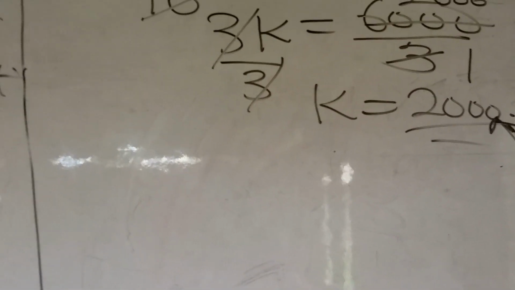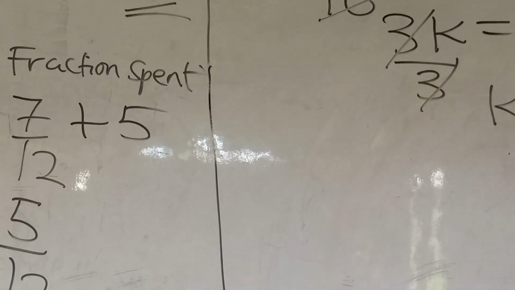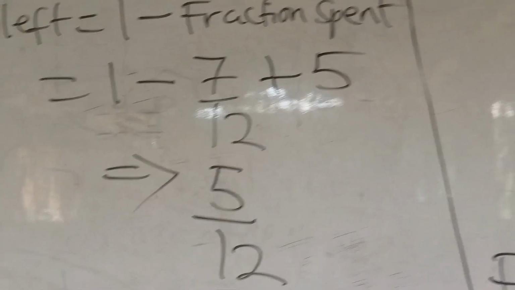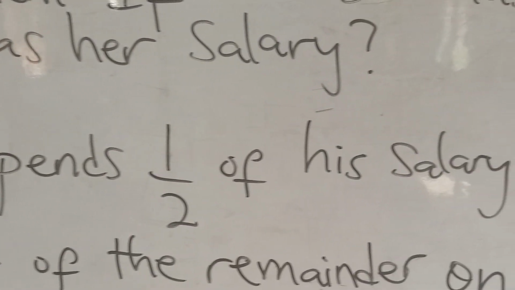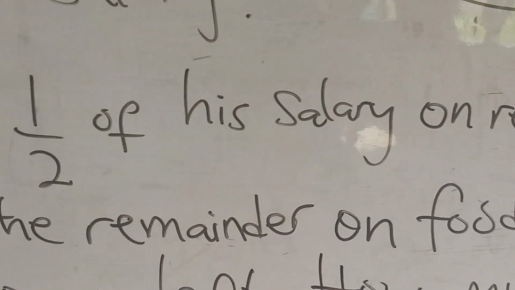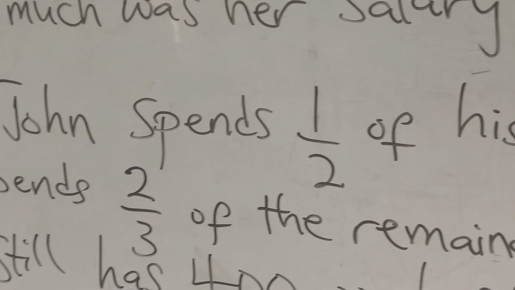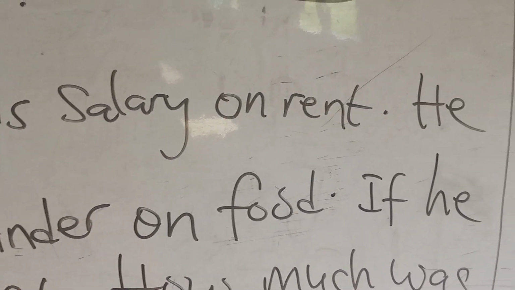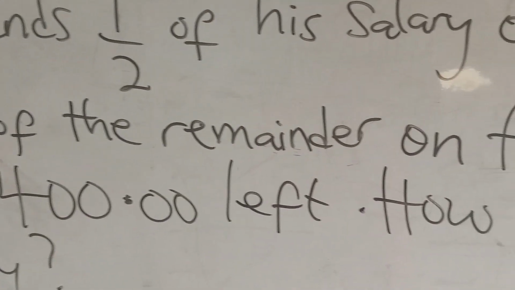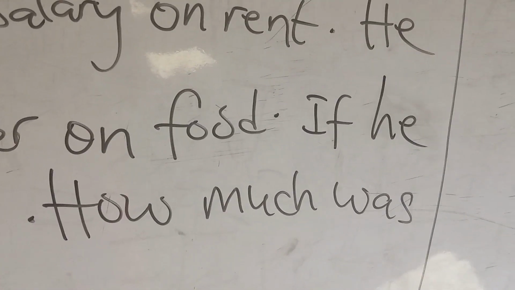Let us take the last question. John spends half of his salary on rent. It's his, not her. He spends 2/3 of the remainder on food. If he still has 400 cedis left, how much was his salary?